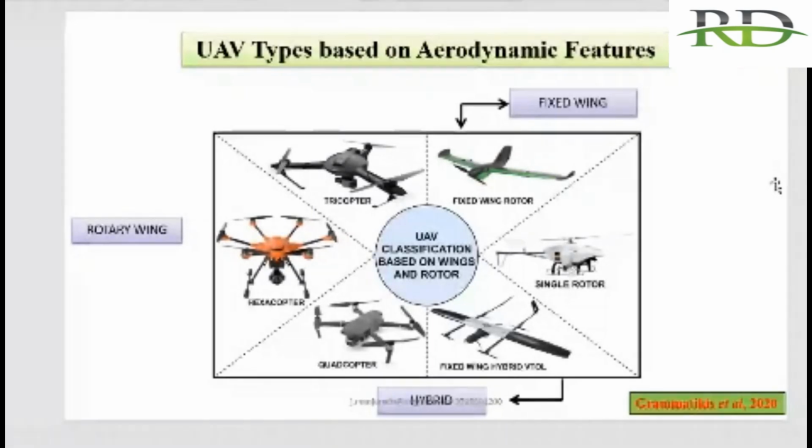Next is hybrid mode. Hybrid mode is a quadcopter and fixed wing hybrid. VTOL, vertical take-off and landing, means we can fly the drone in both helicopter and aeroplane mode. This is based on the aerodynamic features. We can divide drones into rotary wing, fixed wing, and hybrid mode.